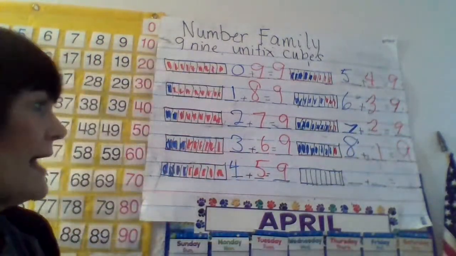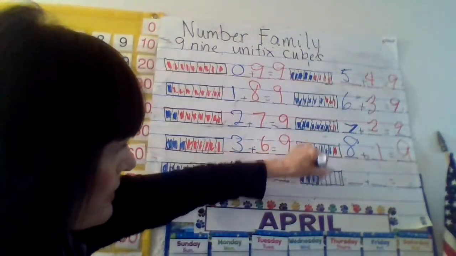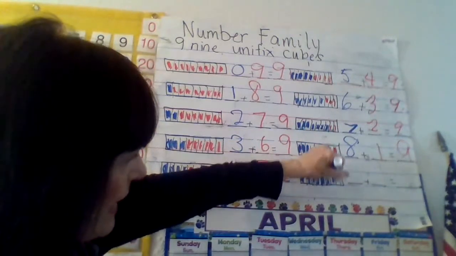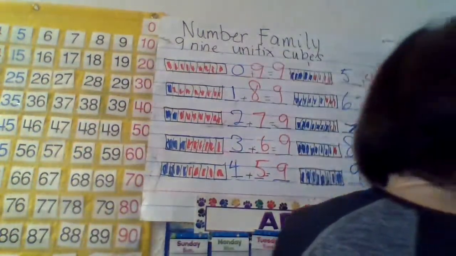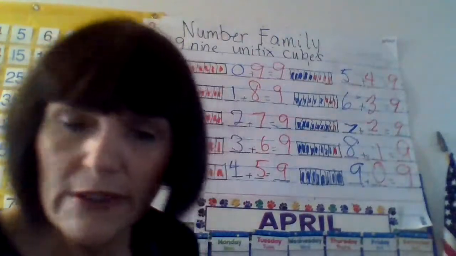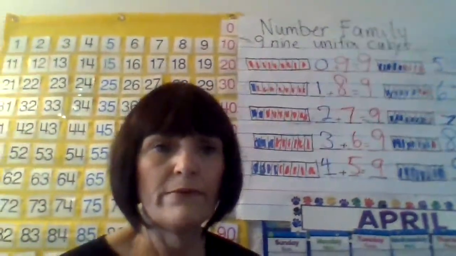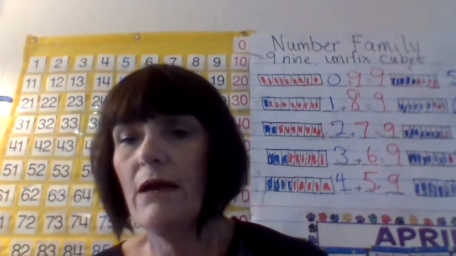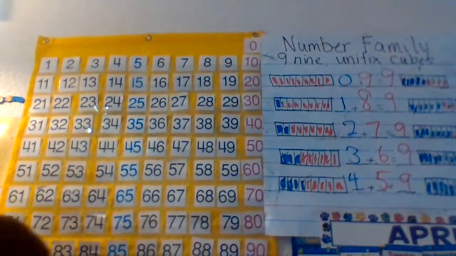All right, and the last one, all blue, nine blue, two, four, six, eight, and one more makes nine. So nine plus zero red equals nine. There you go. You can do that at home. That was really fun. I represented the number family of nine a little differently this time, and that was a lot of fun.